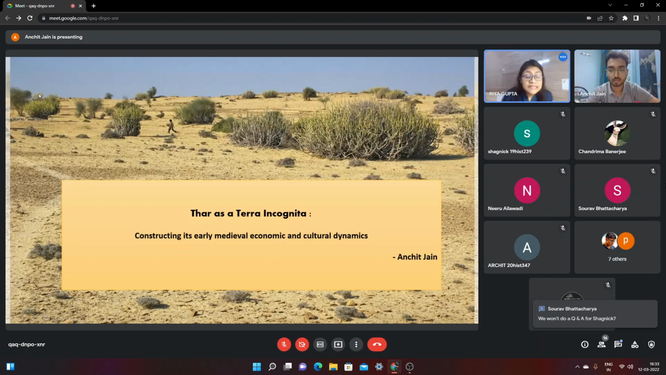Moreover, he has recently published an article in the Hampana Swastika volume that deals with the process of revival of the naked Digambar Jain monks in the 19th and 20th century and formation of modern Digambar Jainism. Without further ado, Anchit, please.